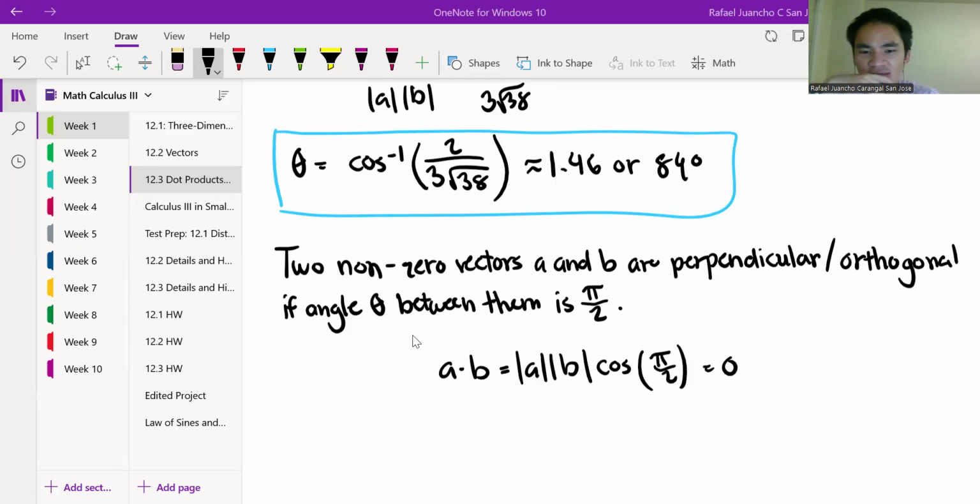And conversely, if A times B is 0, then cosine theta is 0, so theta is equal to pi over 2. Yeah, but basically their dot product is 0 if they're perpendicular. Reason is basically cosine pi over 2 is 0. So if this is 0, you multiply it to all of them, then everything becomes 0. So yeah, that's the idea. If their dot product is 0, then that means vectors A and B are perpendicular.